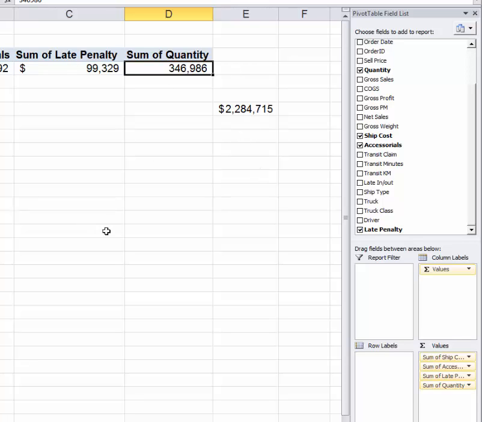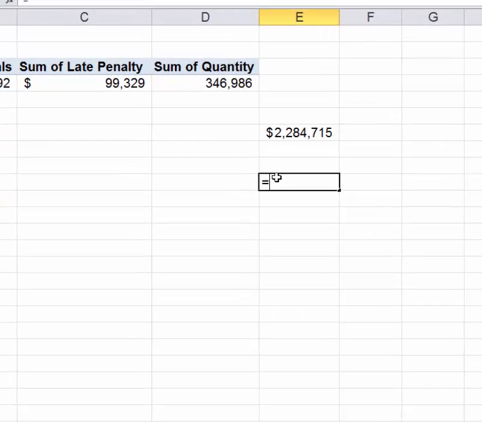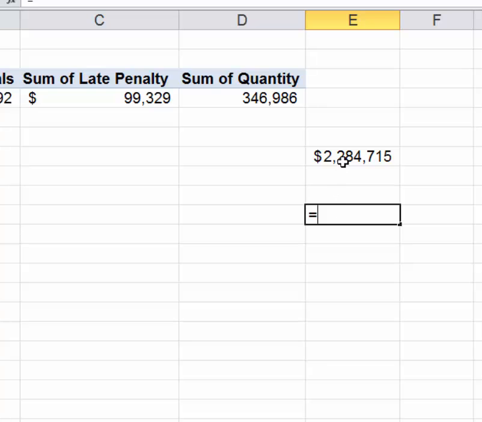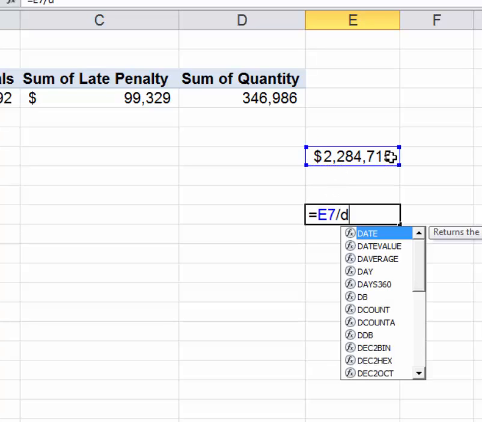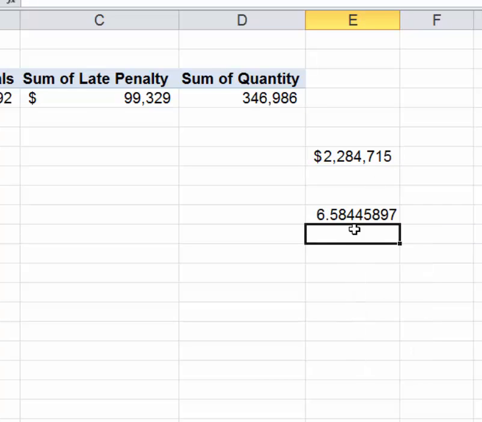So the math on this is that $2.284 million for 346,000 units. What is the cost per unit? So let's take this number, E7, divided by D4, and your answer is $6.58.